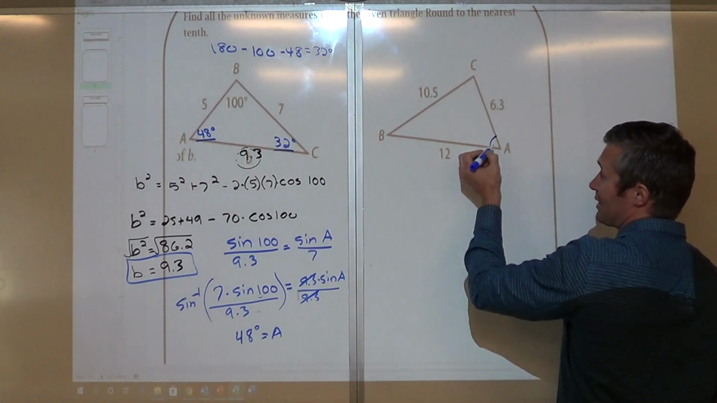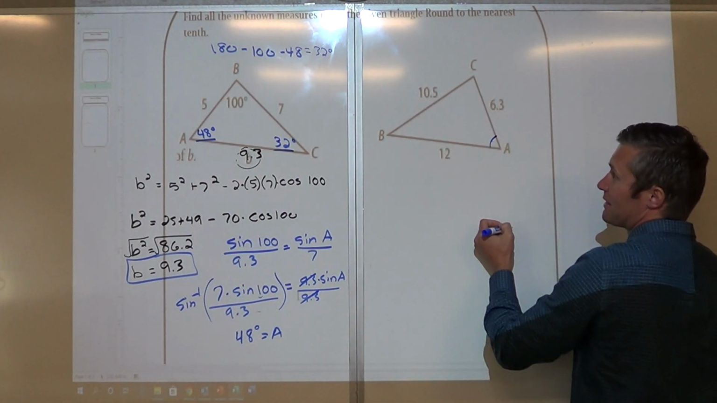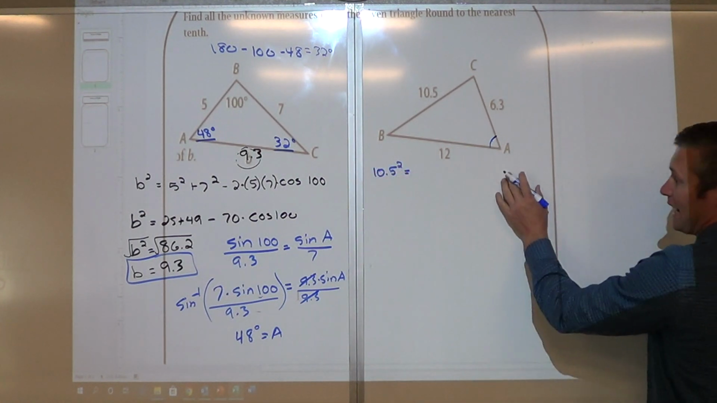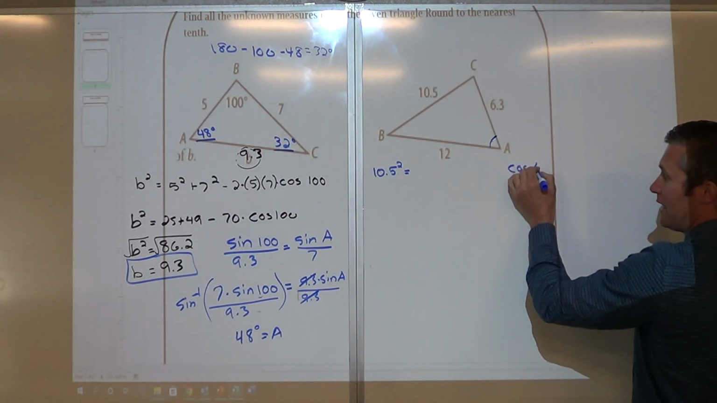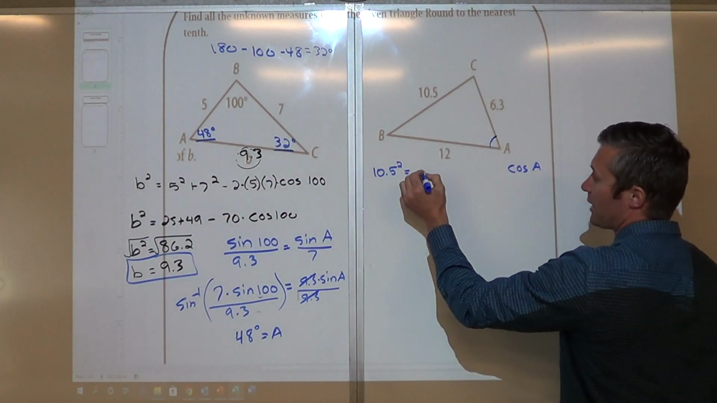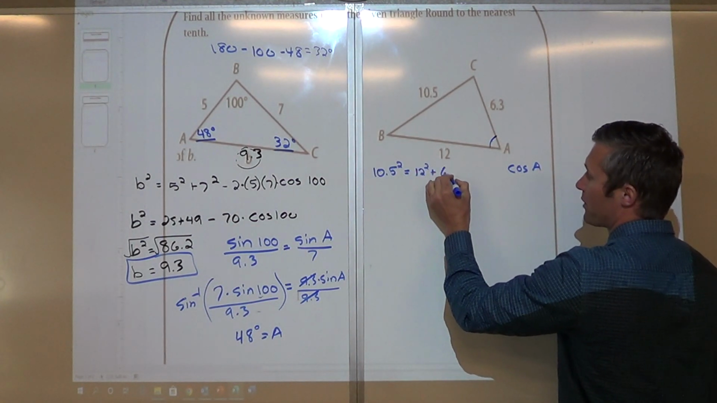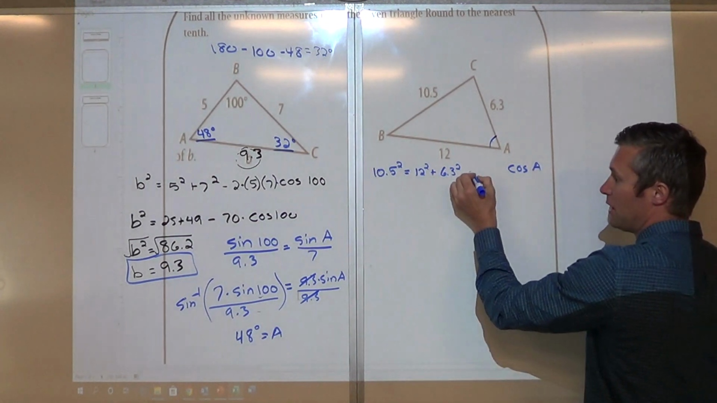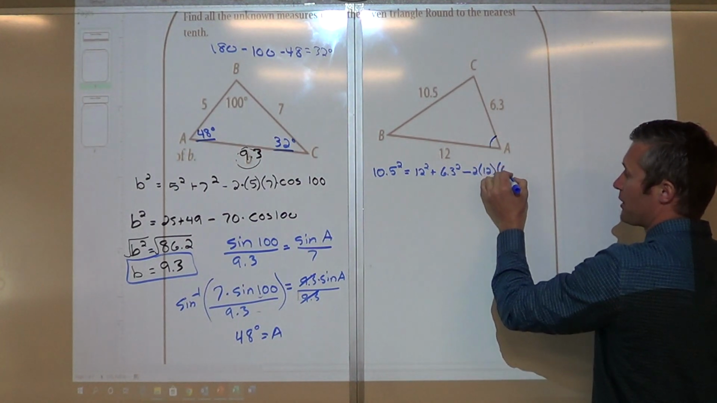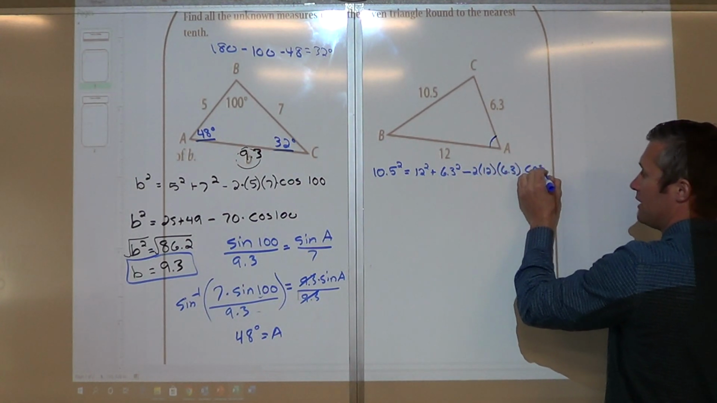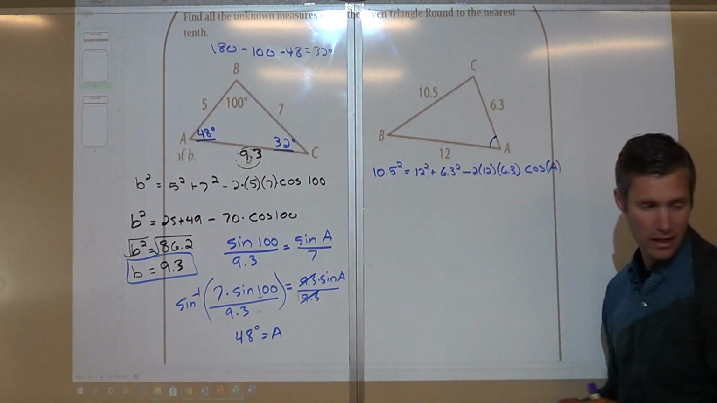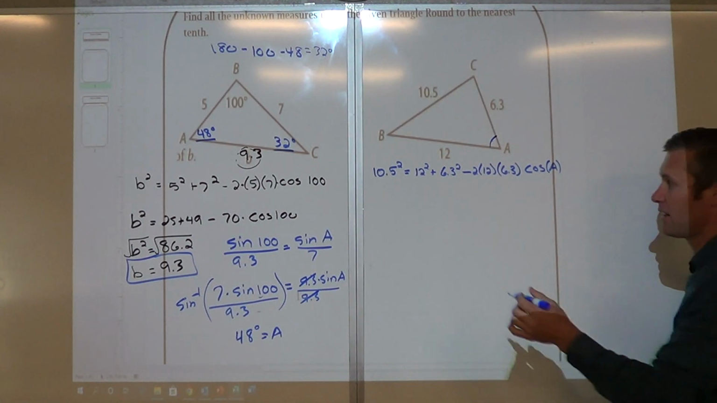Okay, so I just chose A. The side opposite is 10.5, so I'm going to start off with 10.5 squared equals. At the end, I'm using cosine A. So those are going to be the first thing and the last thing. Then I go 12 squared plus 6.3 squared. Again, the order of those two doesn't matter. Minus 2 times 12 times 6.3 times cosine of angle A. So you're going to go ahead and simplify this.